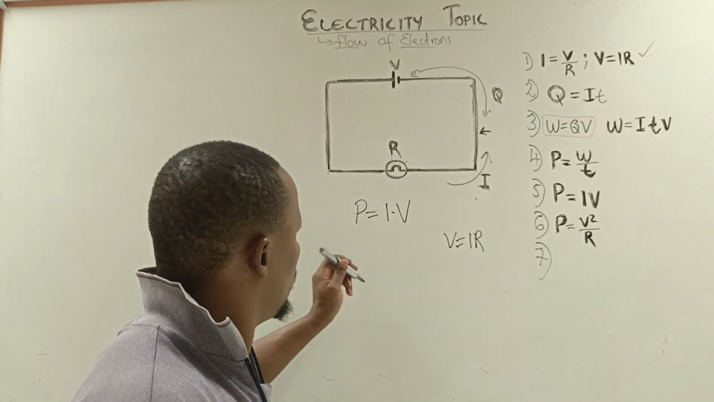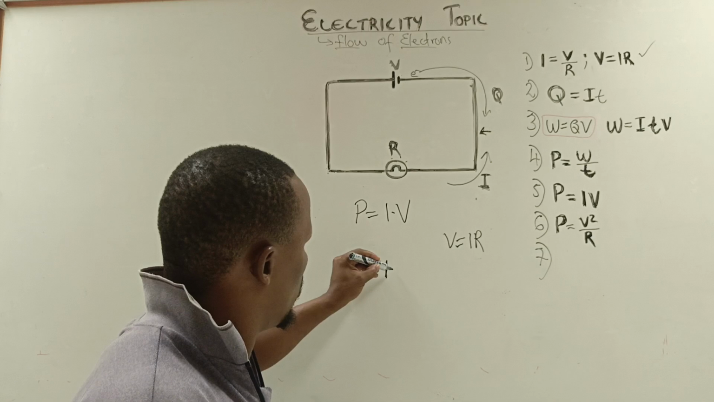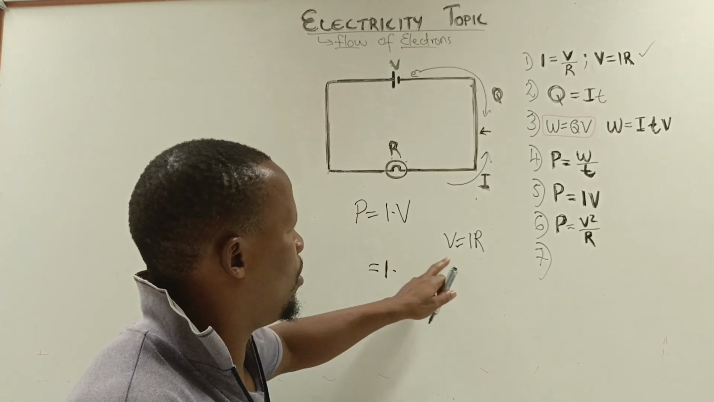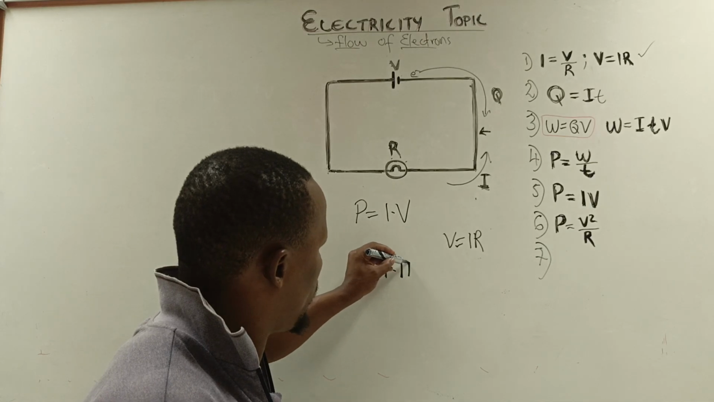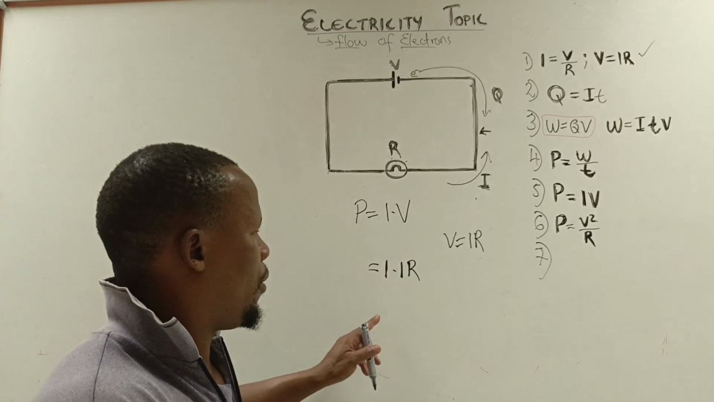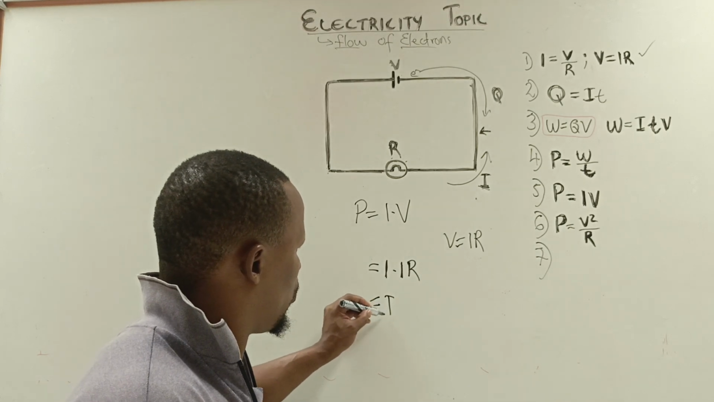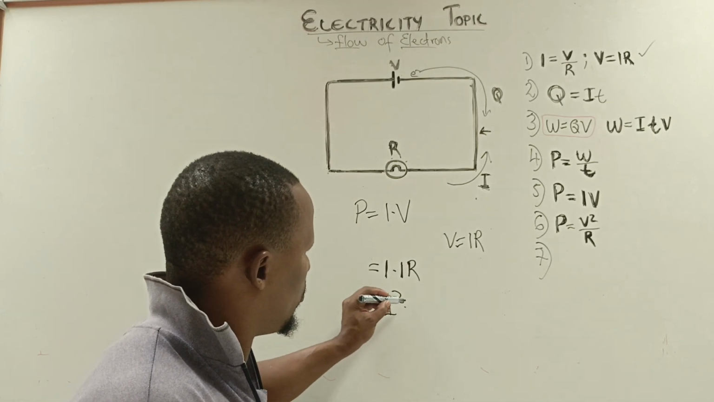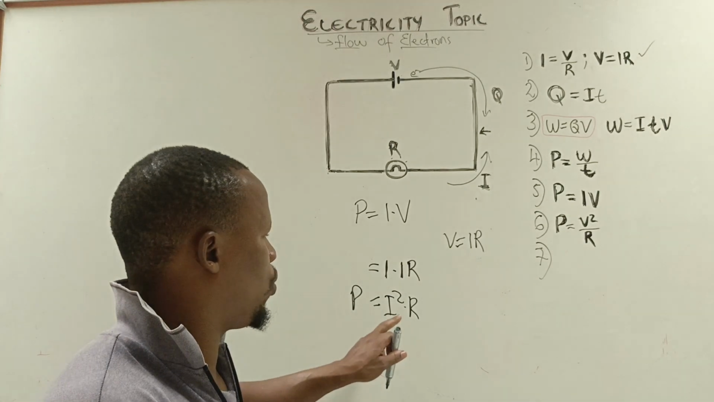Then V times V equals IR times IR, which is I times I, that is I squared times R. So what does power equal? Power equals I squared R.